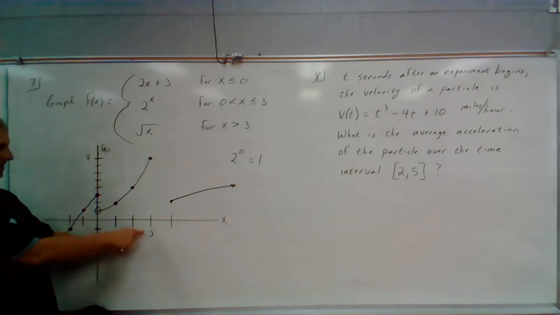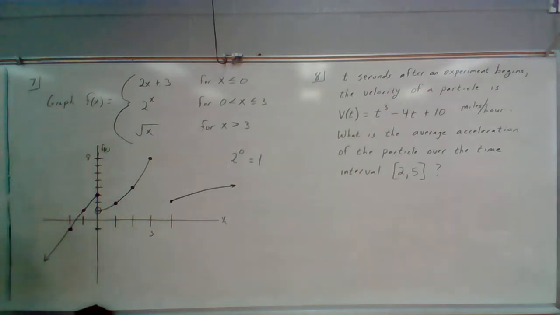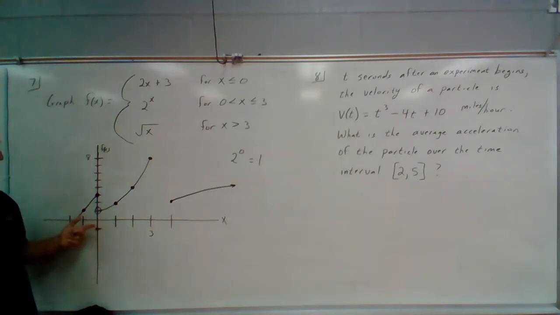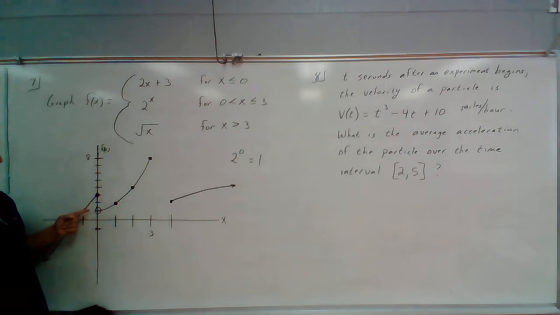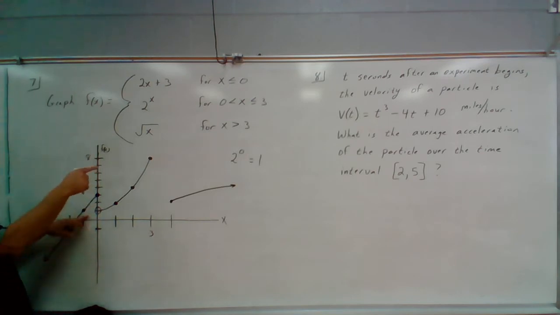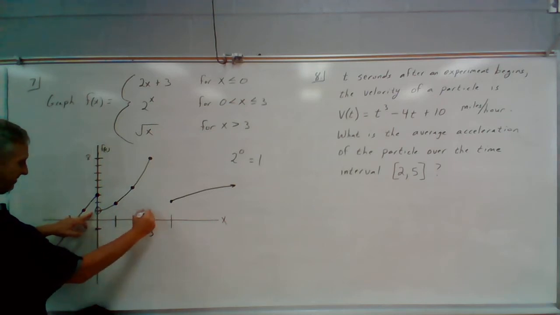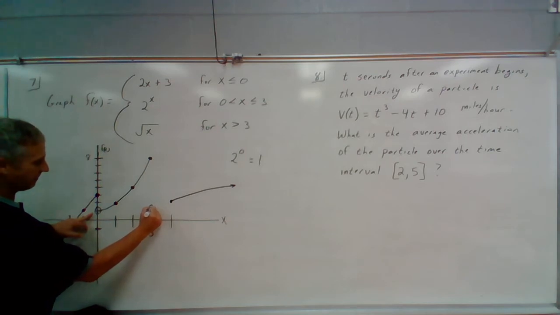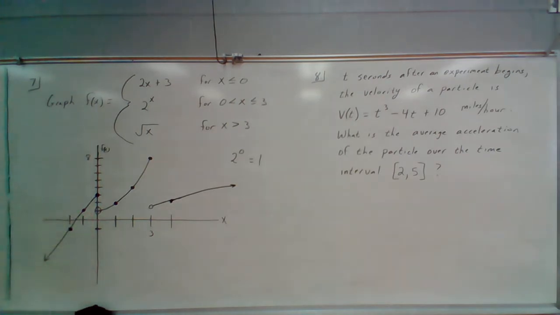I'm not allowed to plug 3 in here, but if I did, what would the square root of 3 be? Well, I don't know exactly what it is, but I do know that it's between 1 and 2, because the square root of 4 is 2 and the square root of 1 is 1. Yes, it's between 1 and 2, right? So somewhere about right in here, I'm going to have an open circle, and my graph is going to look like that, on out that way forever.